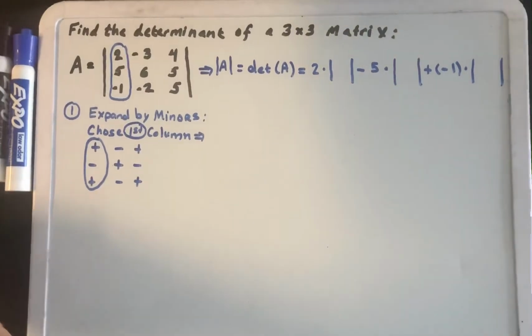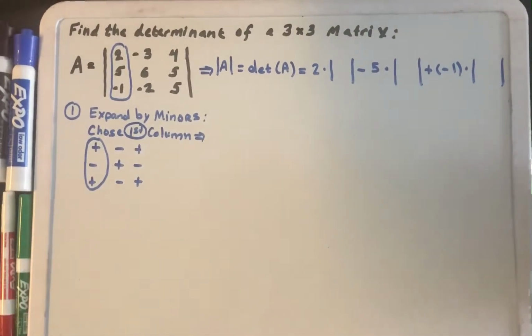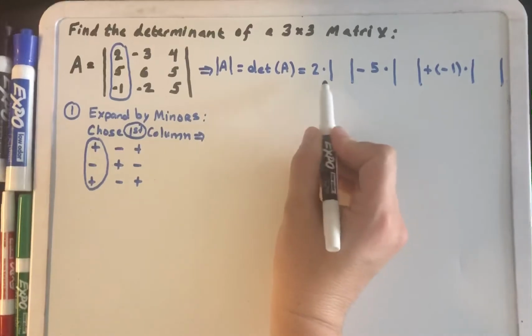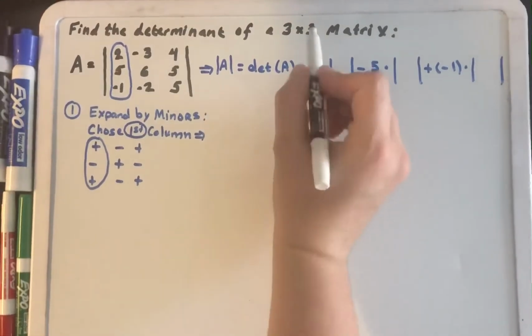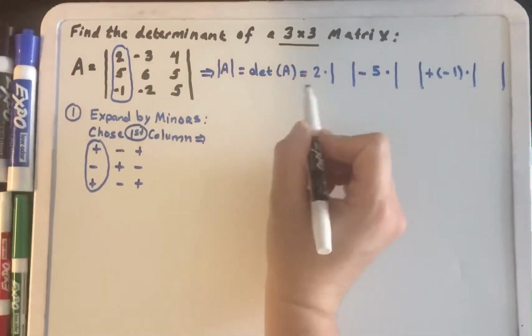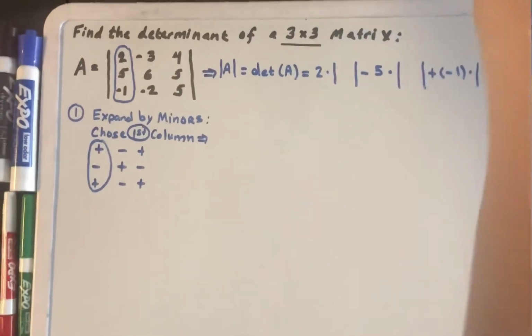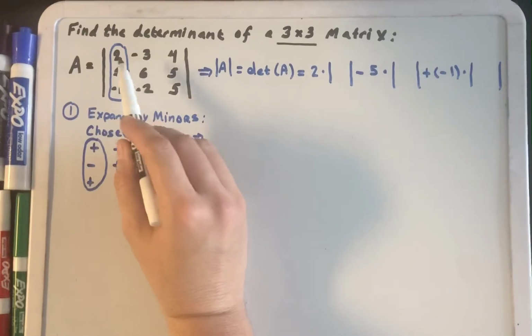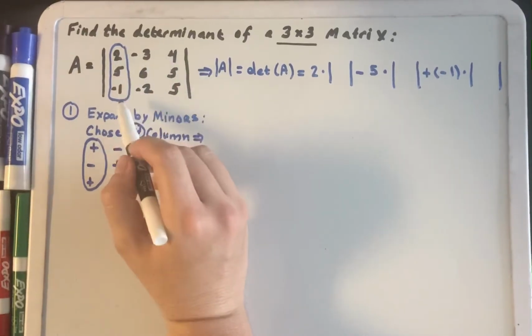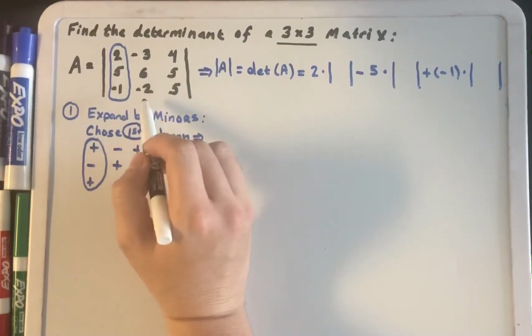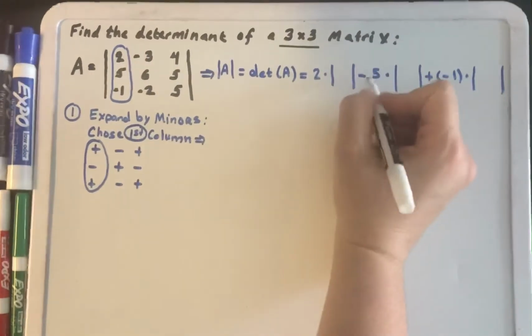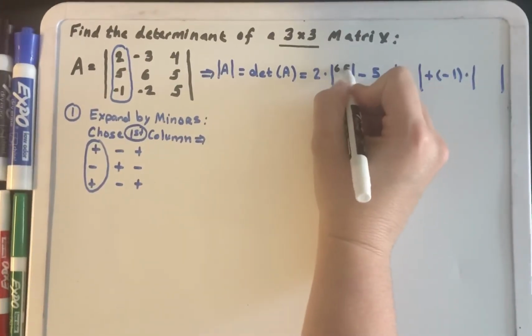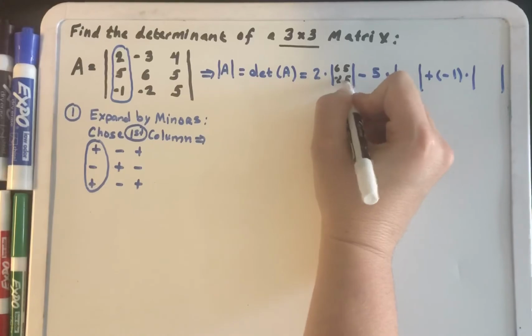So how do you find these minor determinants? Well, for 2's minor determinant, instead of a 3x3, because that's the size of the whole matrix, you're looking for a minor which is 1 less on each side, 2x2. So the minor would be every entry that's not in the same row nor column. That leaves us with 6, 5, -2, 5. So let's write that. 6, 5, -2, 5.